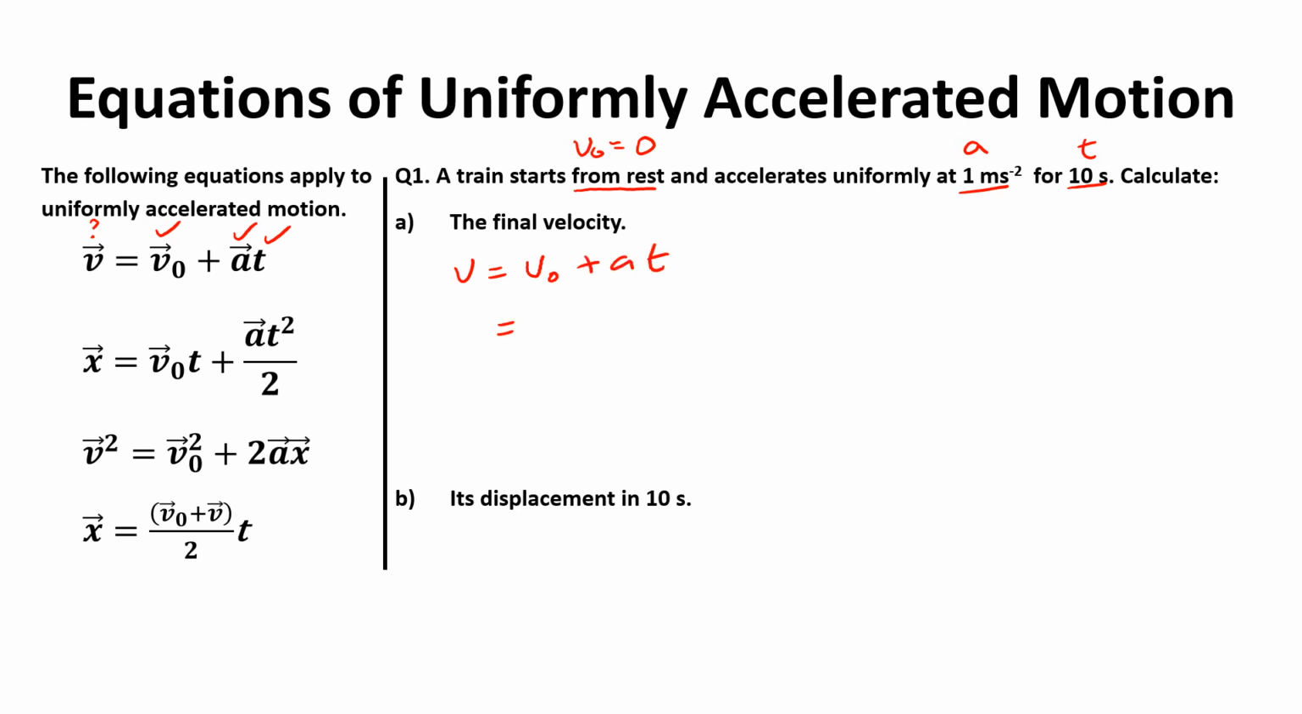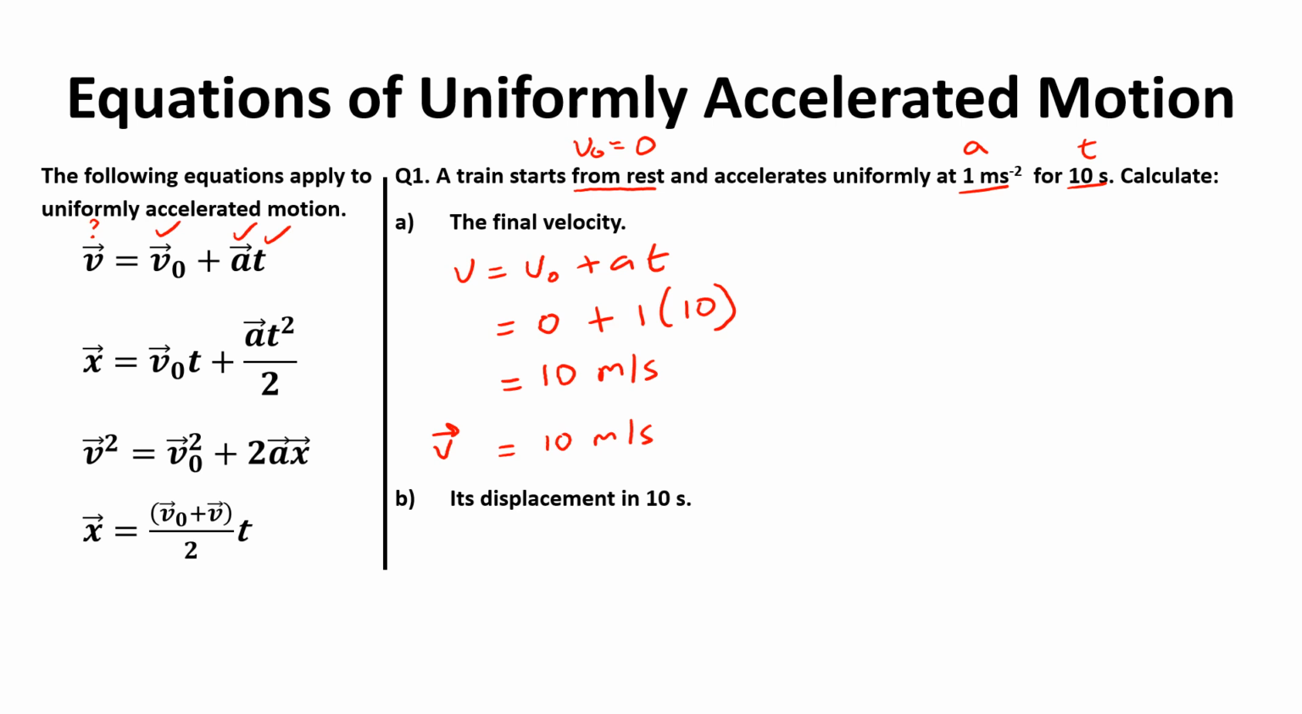V naught is 0 because the train starts from rest. So from rest means that the initial velocity is 0. So the initial velocity is 0 plus acceleration is 1 and the time is 10. 1 times 10 is equal to 10 meters per second. So therefore, the final velocity is equal to 10 meters per second. If the train is moving to the right, then the velocity would be to the right as well. The final velocity, the direction would be to the right.